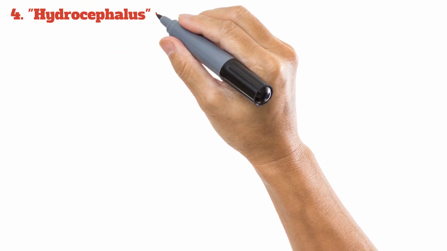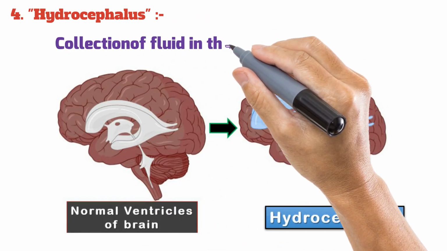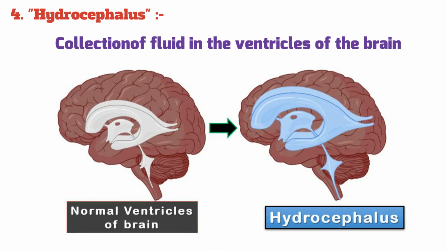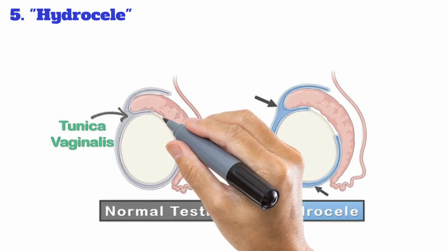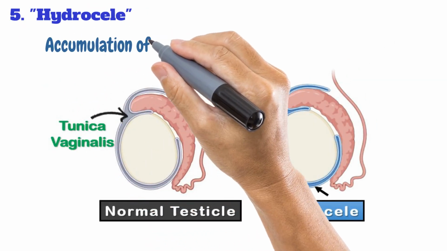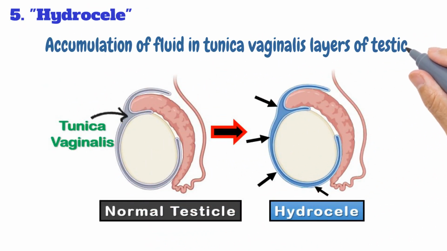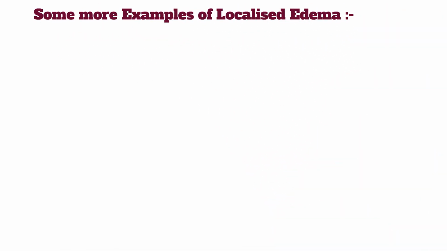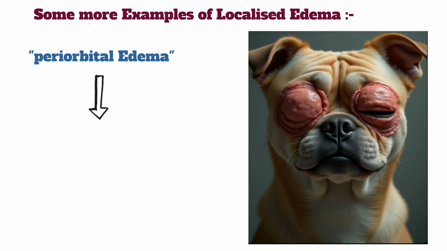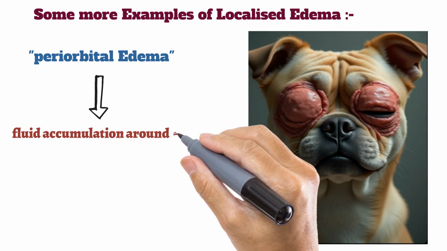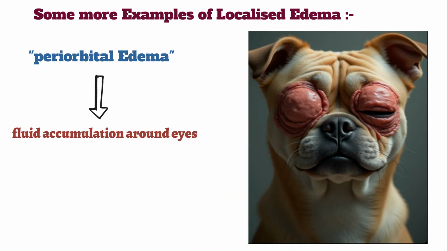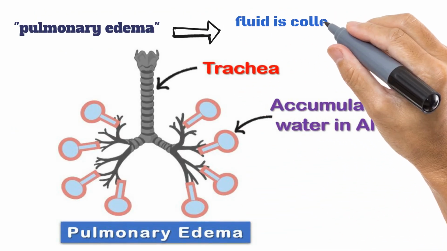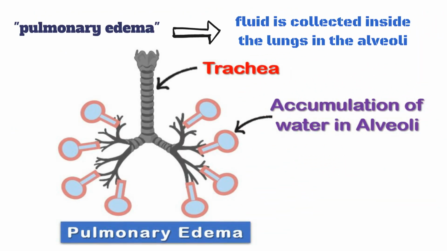Next is Hydrocephalus, which means collection of fluid in the ventricles of the brain. Another example is Hydrocele, that is accumulation of fluid in the tunica vaginalis, the layer of the testicles. Some more examples of localized edema are periorbital edema, which is fluid accumulation around the eyes, exactly shown in the picture. Next is pulmonary edema, which means fluid is collected inside the lungs in the alveoli.